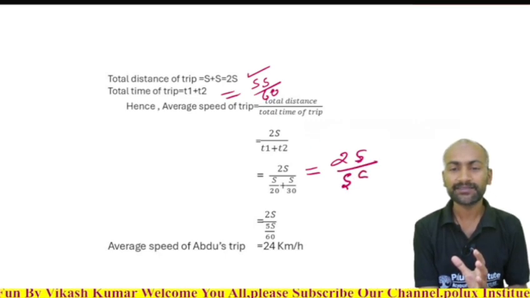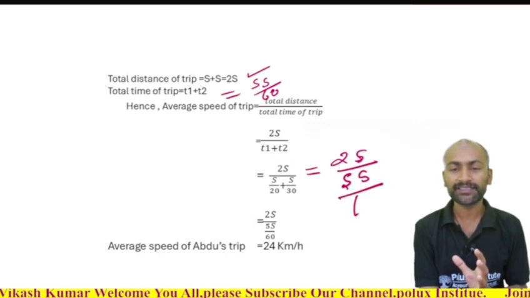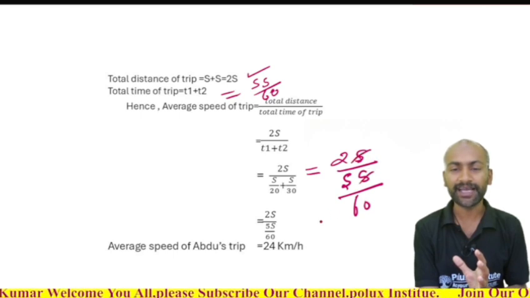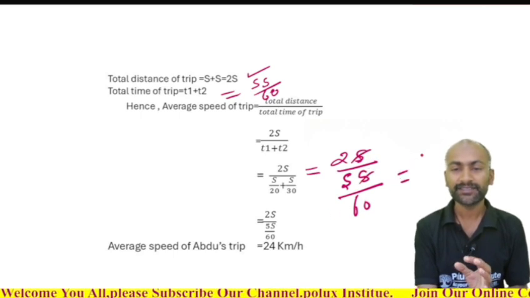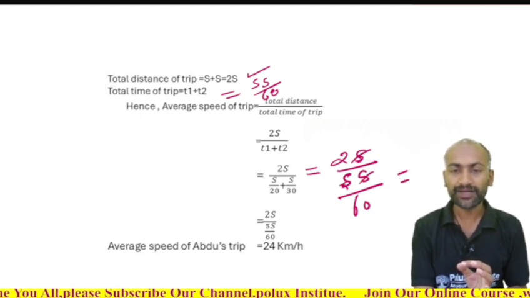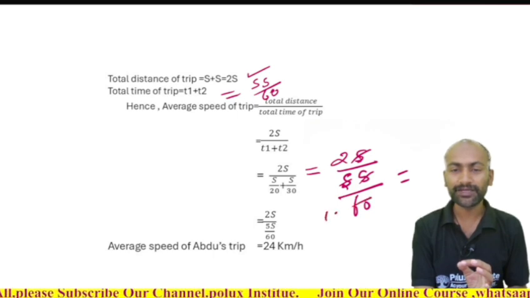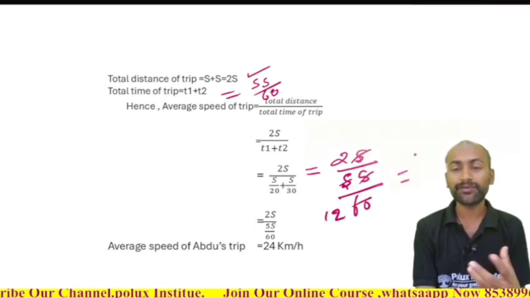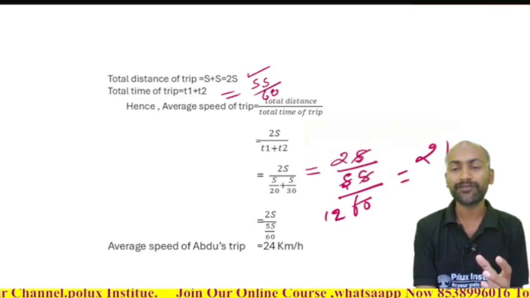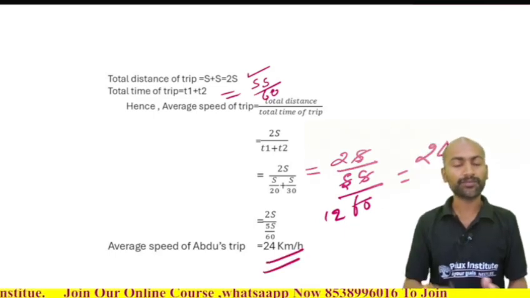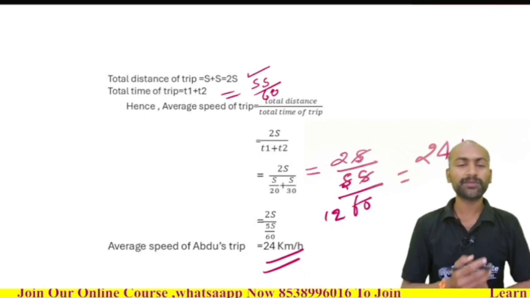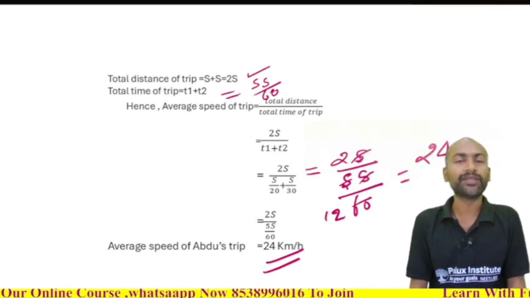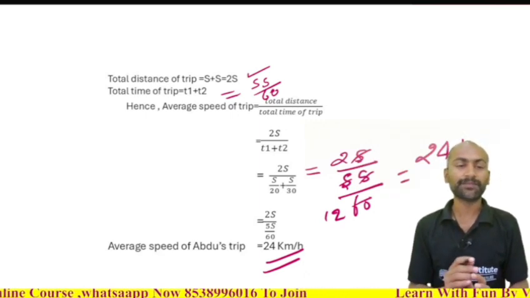So that is what I have written, and this is nothing but 2S divided by 5S by 60, and S will get cancelled. You will get this 5 cancelled by 60 to make 12, and this 12 will go up, making it 24. So the average speed of Abdul is coming to 24 km per hour.